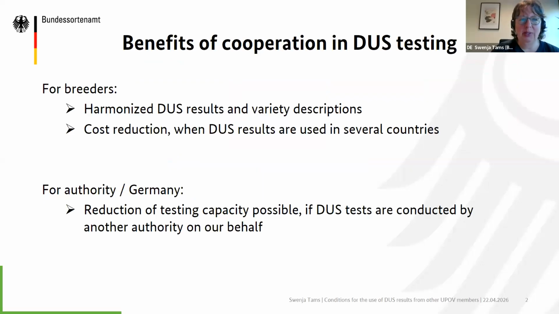And first of all, I want to start with the benefits of cooperation in DUS testing, as already Leontino mentioned. For breeders, the benefit is that harmonized DUS results and variety descriptions are there and will be provided. Of course, for breeders, it's also the cost reduction when DUS results are used in several countries. For authorities, or for us as German authority, the reduction of the testing capacity is possible if DUS tests are conducted by another authority on our behalf for the whole species. So this is our benefit.